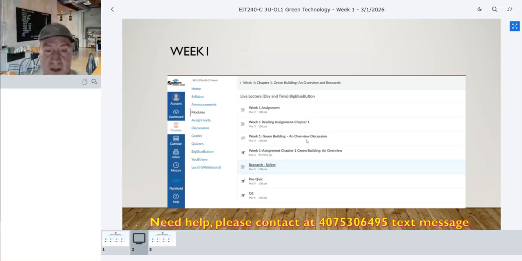Also, another important thing for Tuesday, you have 2 items: a reading assignment, chapter 1 of the book, and the green building and discussion. These 2 things you need to complete Tuesday. Now, Wednesday, you have an overview about chapter 1. It's pretty much like a quiz that you can complete. And also you can start the research. The research is pretty much a document that you can read about green technology. In this case, it is about safety installation of PV systems. Complete that and submit your research. And on the third day, you have the opportunity to complete your pre-quiz and the quiz. Pretty much this is week one.